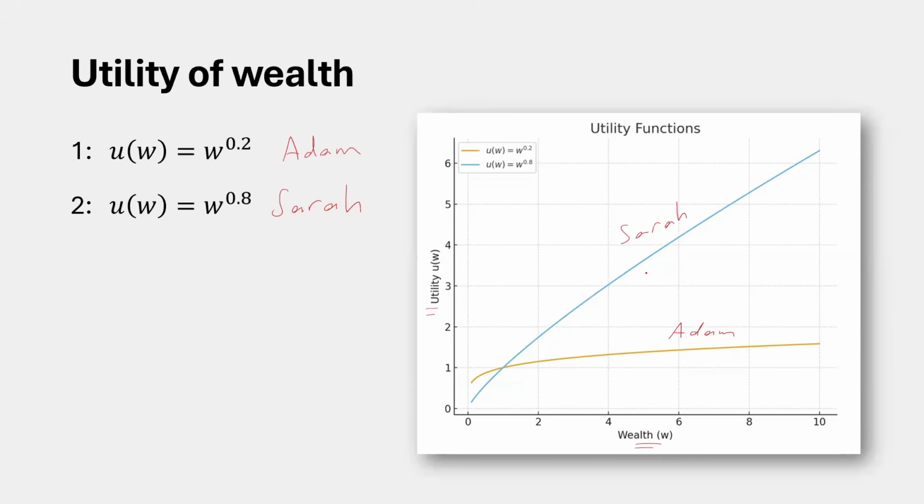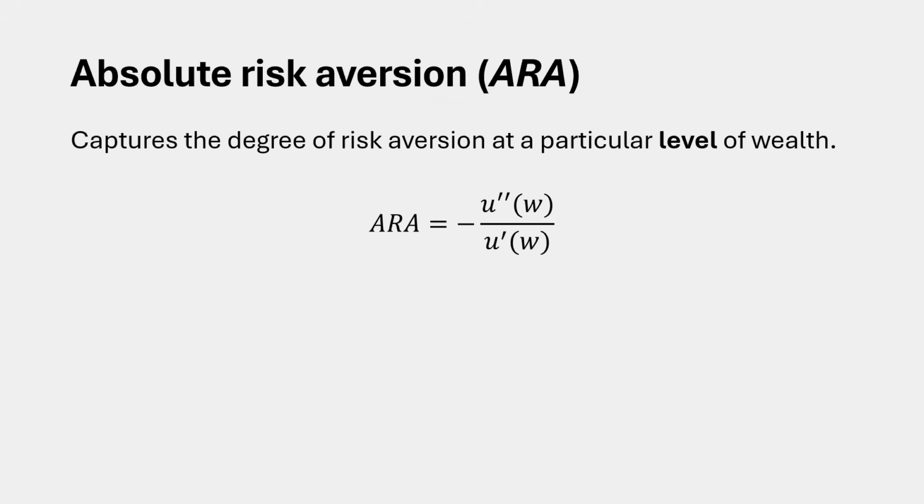So what we would like to do is to determine their risk aversion coefficients based on these utility functions. And one final thing to note here, the type of function we have here is called a power utility function. Okay, so it has this particular general notation where we have wealth to the power of a constant, right? And Adam and Sarah have different constants. So now we can move on to absolute risk aversion, okay?